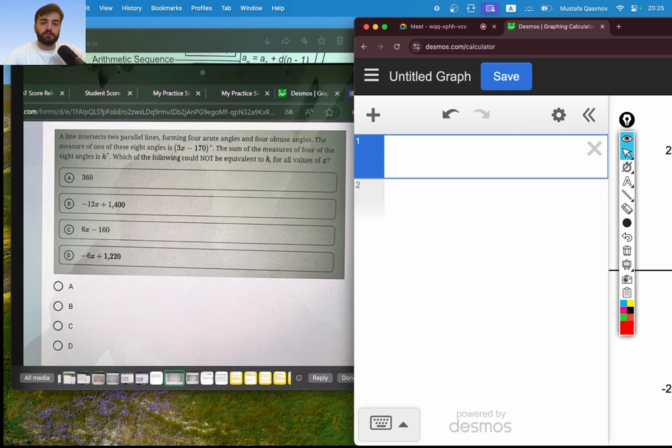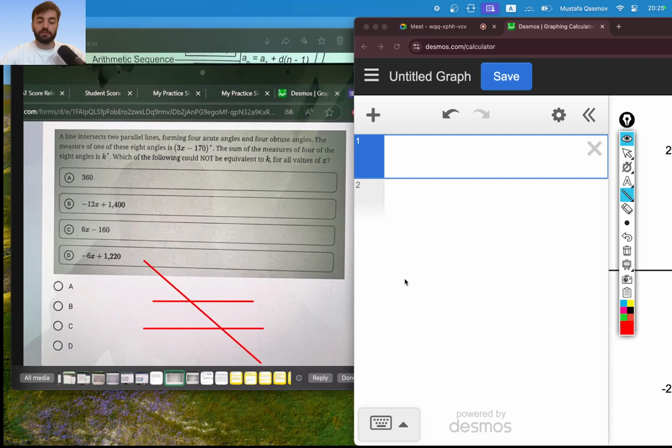A line intersects two parallel lines, forming 4 acute and 4 obtuse angles. So we have a picture, let's say a situation like this. The acute angles are A, A, A, A, and the obtuse angles are B, B, B, and B. It says that A is equal to 3x, let's say the first angle is A, 3x minus 170.